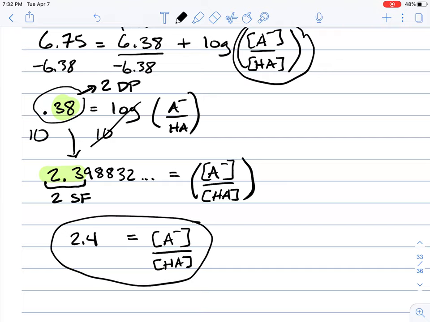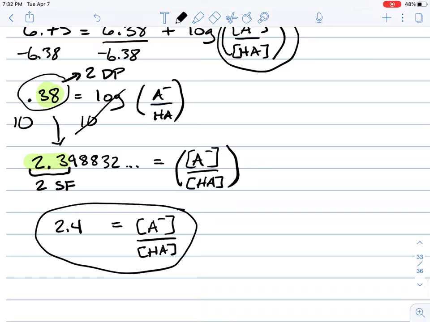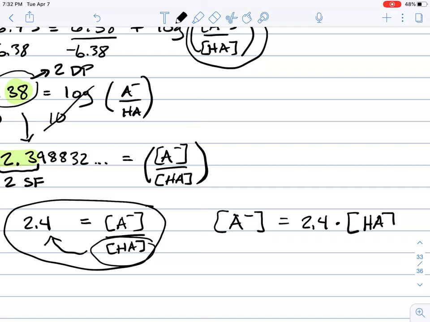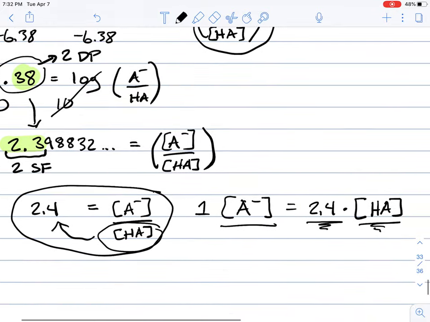And so that's pretty much it mathematically in terms of solving this problem. But if you take a look, if I multiply the concentration of HA to the other side, in other words, I'm solving for A minus, the concentration of A minus is equal to 2.4 times the concentration of HA. And so I need 2.4 times the concentration of HA for me to get only one of the concentration of the conjugate base.